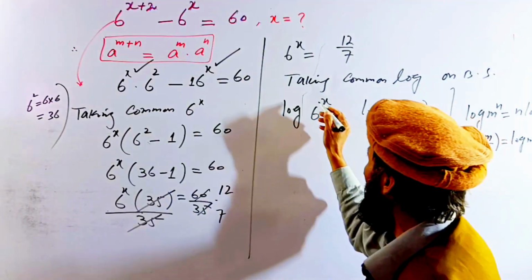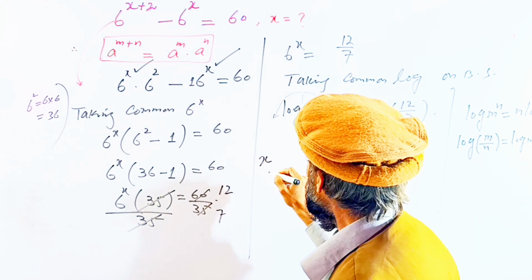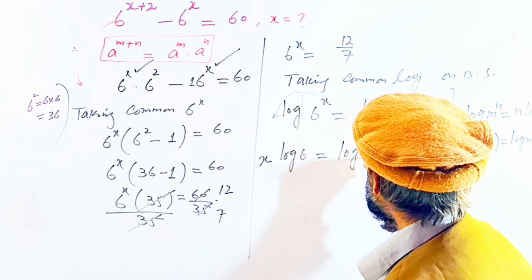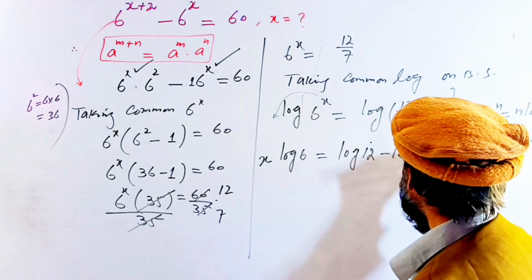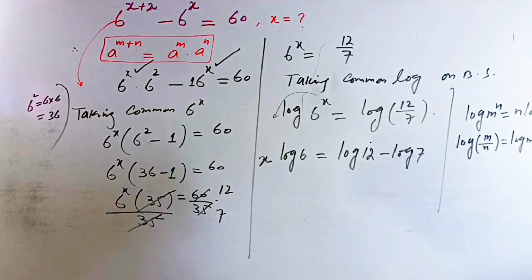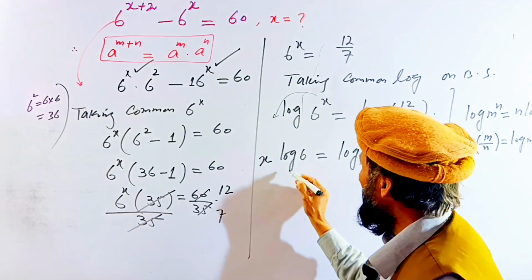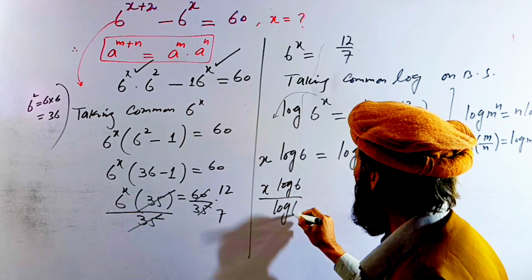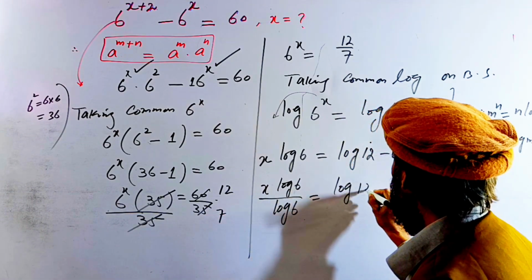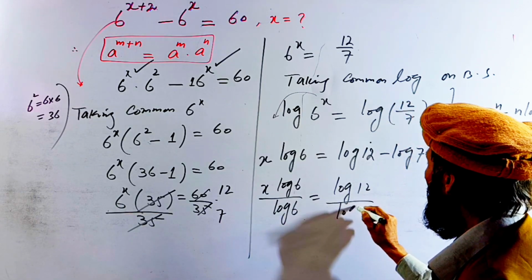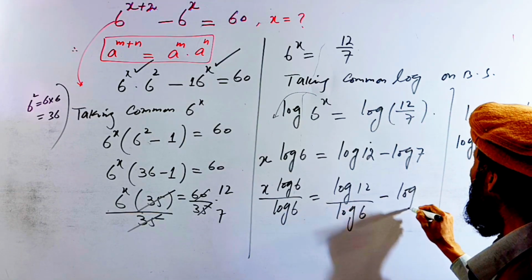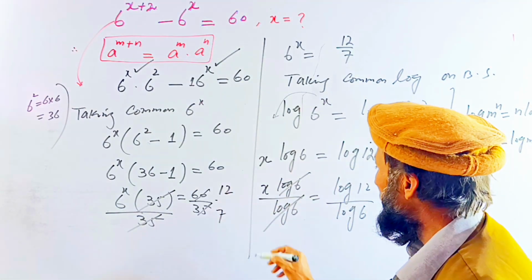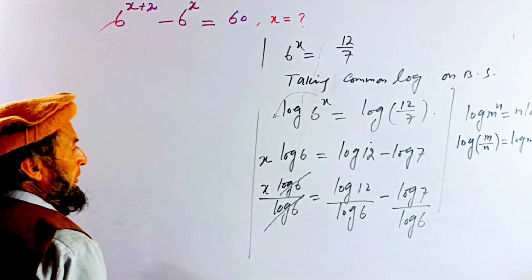According to these rules, if we simplify, x times log of 6 is equal to log of 12 minus log of 7. So the division rule, the quotient rule, is used here. Now dividing both sides by log of 6, we get log of 12 divided by log of 6 minus log of 7 divided by log of 6. Here we are using the base law.